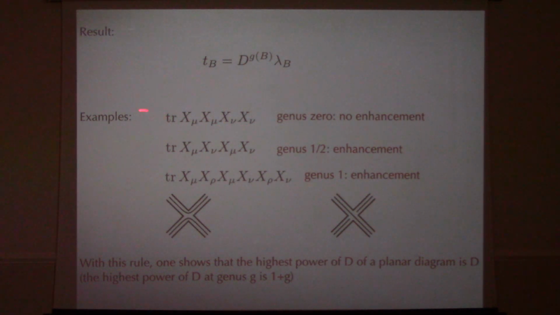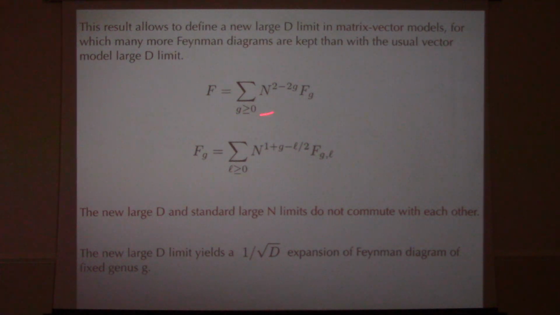Okay, so that's what I explained. So this is no enhancement. This guy will have a square root of D. That's what we call here genus 1/2. This guy will have a factor of the enhancement, etc. The large N and large D limit works as follows. The large N limit is the usual one. Here it's just the genus because I'm using just single trace interactions. And then at each genus, you can expand. Oh, sorry, this is D, this should not be N. You expand at large D, and you have this L, which is essentially the index of the graph here.